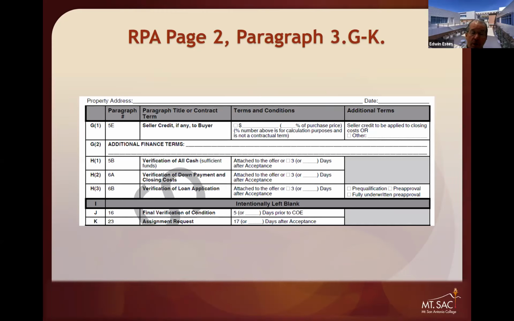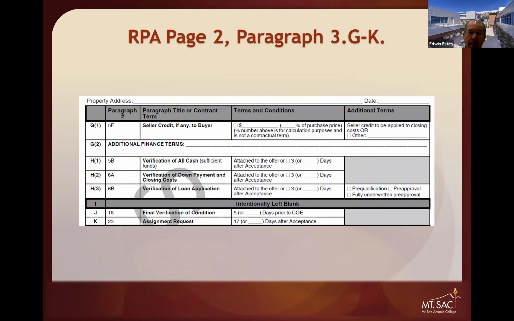Now you'll notice that I is left blank. The reason for that is 3I looks a lot like 31. When we get down to 3O, we'll see that that's left blank as well, because 3O looks a lot like 30. O and 0, I and 1. So they've just left them blank, so there's less chance of confusion. And then J and K, J, final verification of condition. That will again be 5 days prior to close of escrow, our walkthrough.